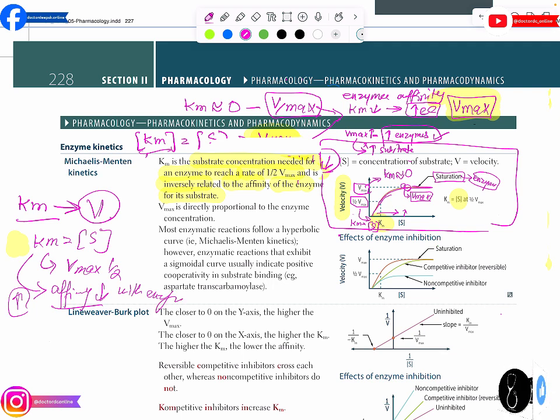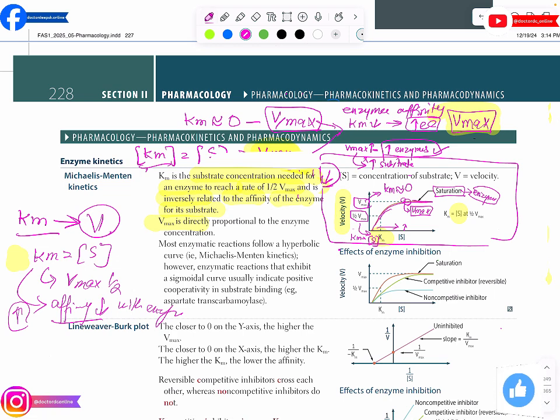Now we are moving to our next statements. The Vmax is directly proportional to enzyme concentration. I already told you, if you want to increase the Vmax, you have to increase the concentration of enzymes. Second, most enzymatic reactions follow a hyperbolic curve. I already showed you this curve, and this curve is a hyperbolic curve. And it is also a statement of the Michaelis Menten kinetics: the enzymatic reaction will give you a hyperbolic curve.